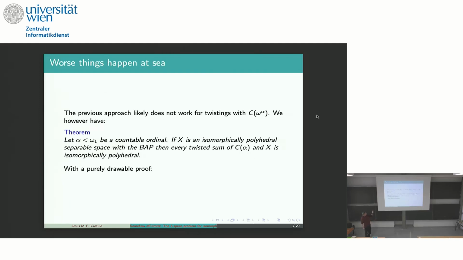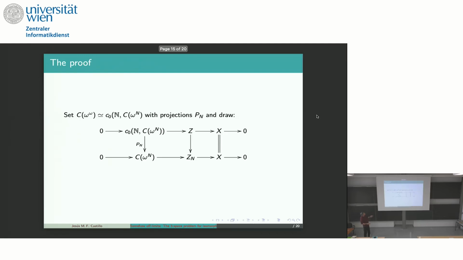About the other one, well, we proved this. Any twisted sum of a space of continuous functions on some countable ordinal and a separable Banach space with a boundary approximation property has to be isomorphically polyhedral, which is strange. And the proof is just mere drawing. I draw, which is the only thing I can do. I draw until the end. What do I draw? Yes.